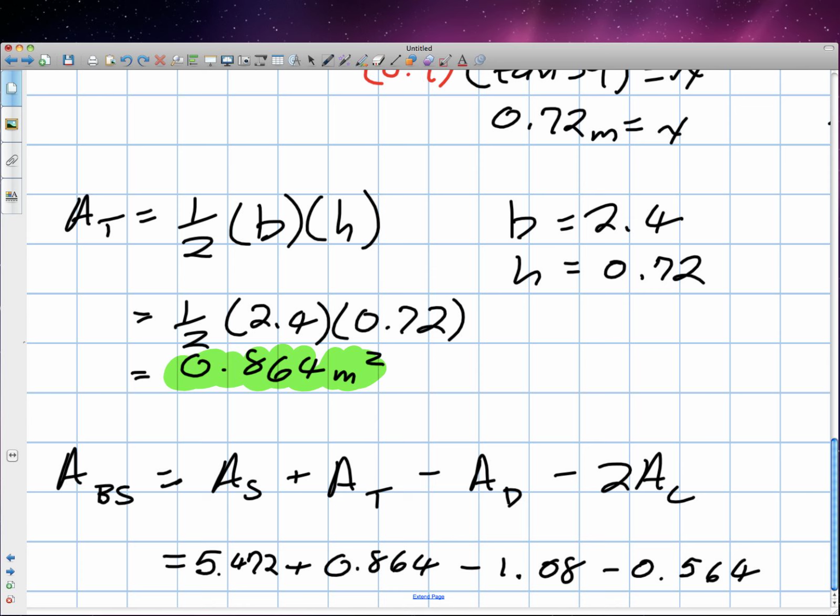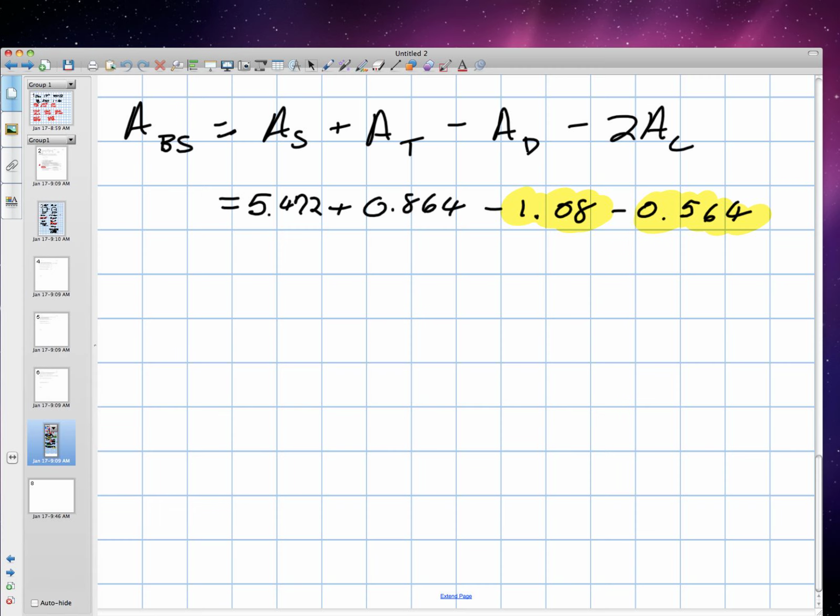So if you guys remember, this is how I highlighted things. The yellow is what we needed to subtract. That was the area of the door and the area of the two windows. And we're adding together. All right? Sorry about that. The green ones are what we were adding, the front of the shed and the triangle. So we put these all together.